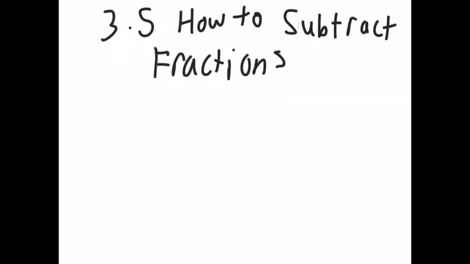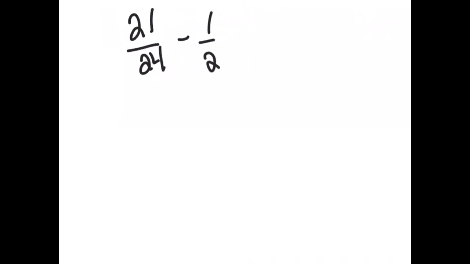Lesson 3.5, how to subtract fractions. So for this problem, the first thing you're going to want to do is find the least common multiple. The two denominators are 2 and 24, and we know that 2 can go into 24, so the least common multiple is going to be 24.